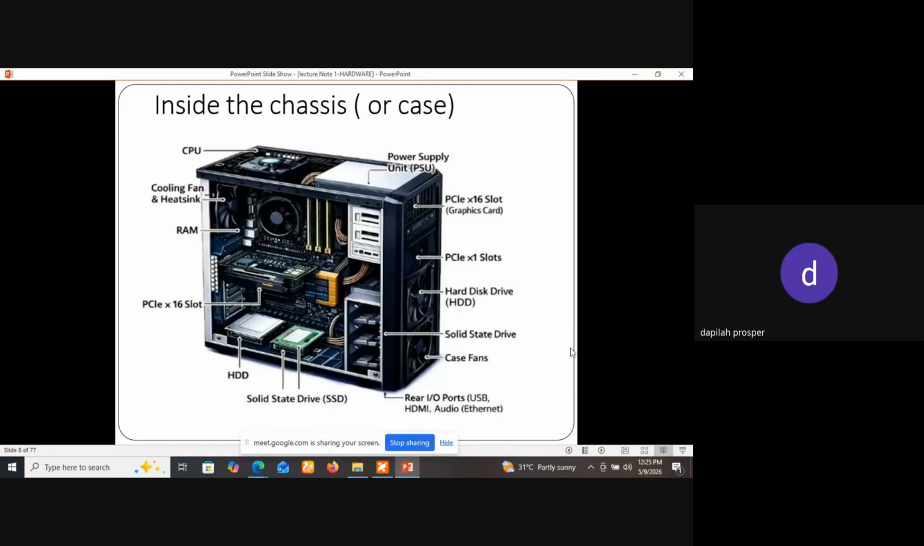The RAM and expansion slots. You said you can see PCIe. PCIe x16 slots, into the bracket, PCIe graphics. PCI stands for peripheral component interconnect. That's the expansion slot. You can see it over there. That is true, the full meaning of PCI is peripheral component interconnect. What else can you also see?